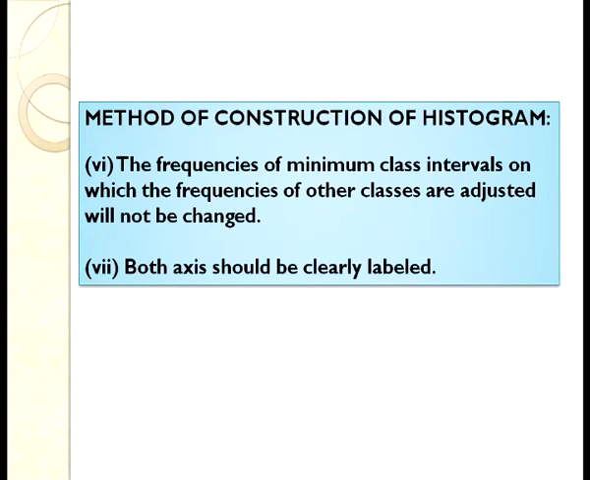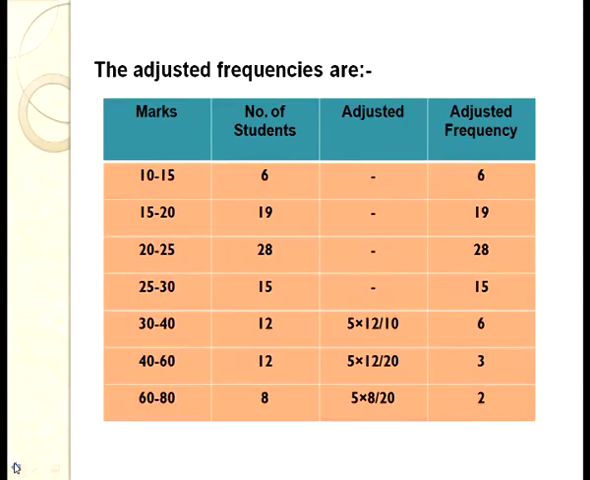Let us see how we have adjusted the frequencies first. In this you can see the frequency of the minimum class interval, on which the frequencies of other classes are adjusted, will not be changed. So, we are again recalling the point that for those in which the class interval gaps were same, we are not going to change the frequencies, and we should label our diagram properly. Let us see how we have adjusted. This was the question. I am just changing it towards how we have made the adjustment. In this slide, we can see that adjustment has been made.